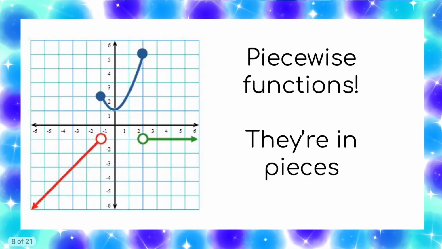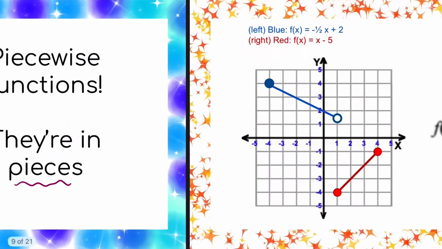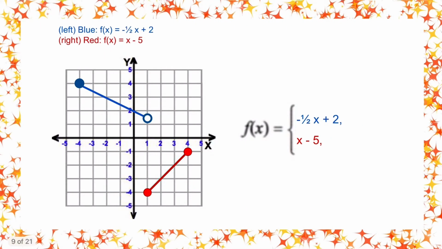Let's talk about piecewise functions. I think they're called piecewise because they're literally in pieces. It's a bunch of different functions or different types of functions on one graph, just in a few little pieces. So I know this might look like gibberish right now, but I'm going to fully explain.